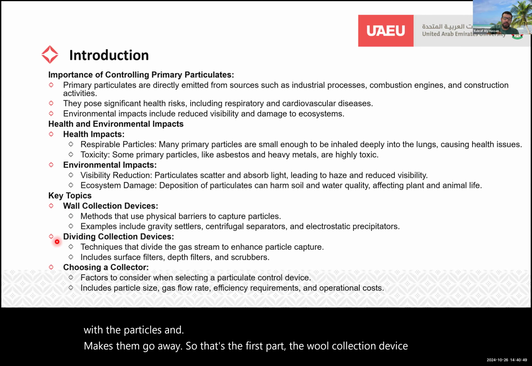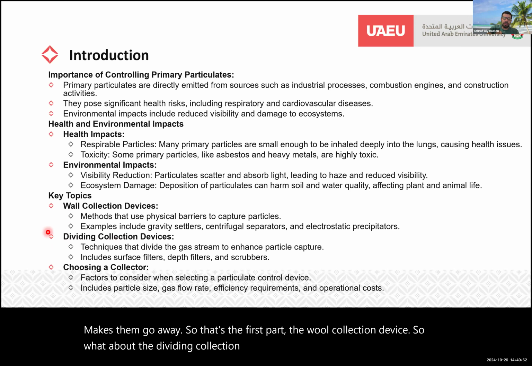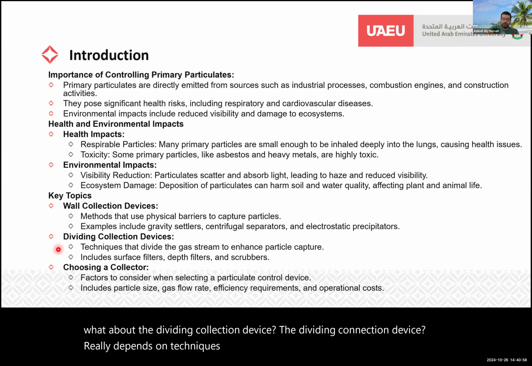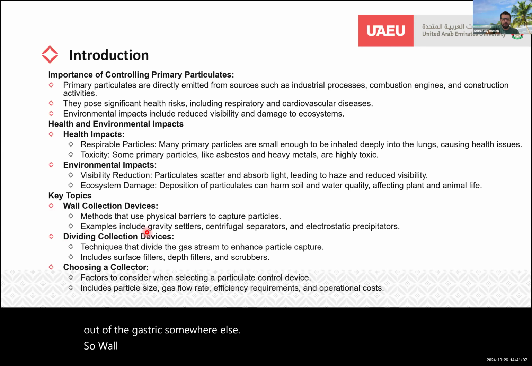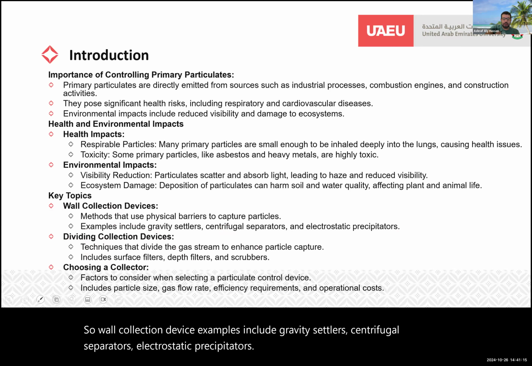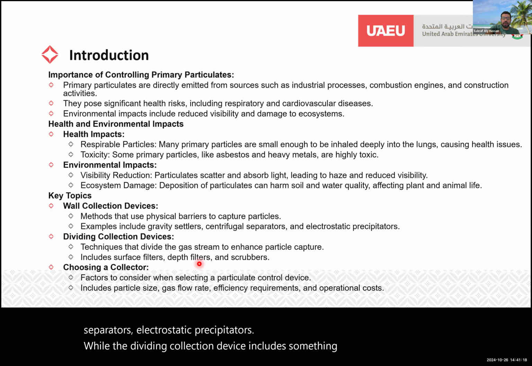So what about the dividing collection device? The dividing collection device really depends on techniques that divide the gas stream. So take the particulates out of the gas stream somewhere else. Wall collection device examples include gravity settlers, centrifugal separators, electrostatic precipitators, while the dividing collection device includes something like surface filters, depth filters, and scrubbers.